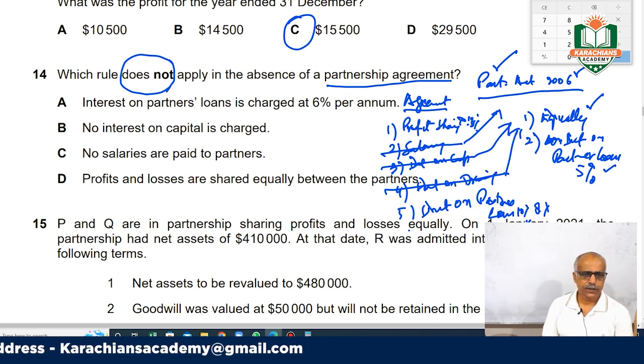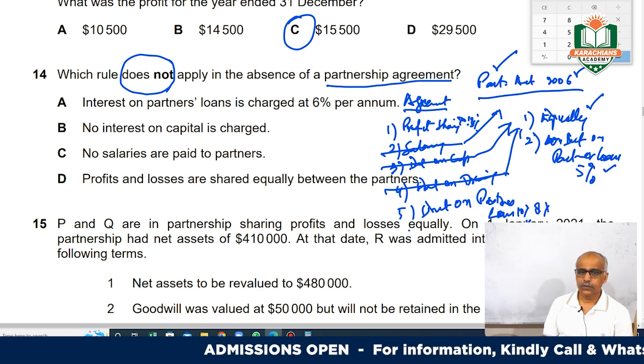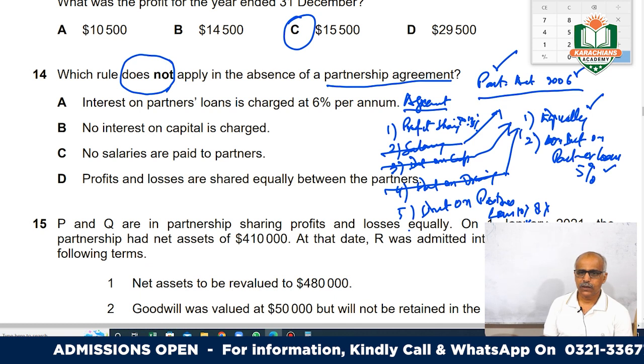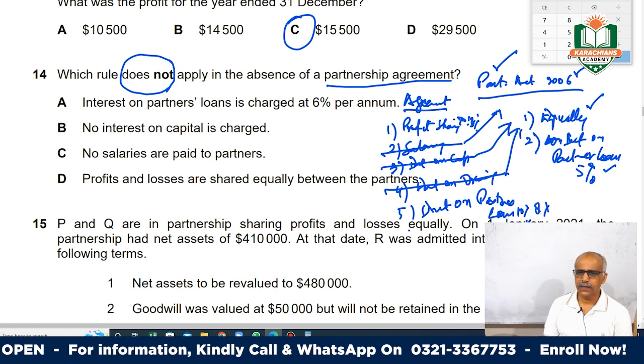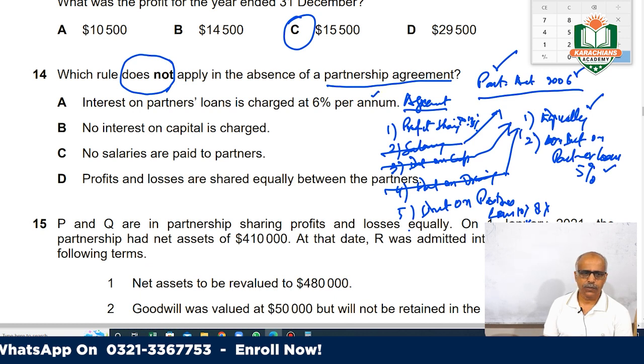So what the question says, interest on partner's loan, they are saying does not apply. Interest on partnership loan is charged at 6%. So this does not apply, because if it had been 5%, then it could apply. It means this does not apply. Okay.